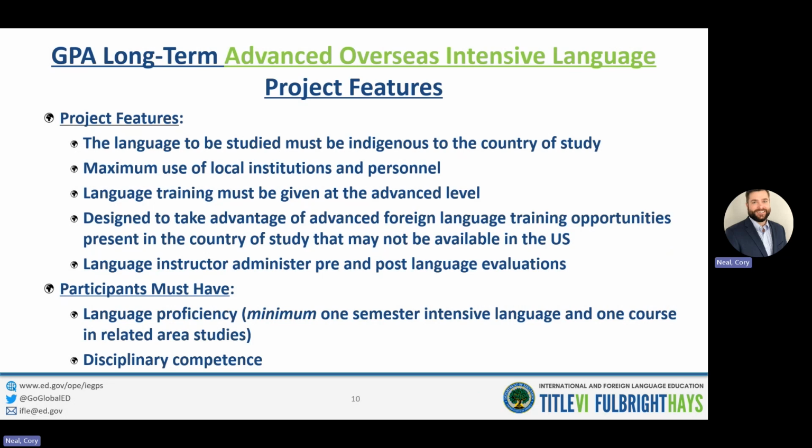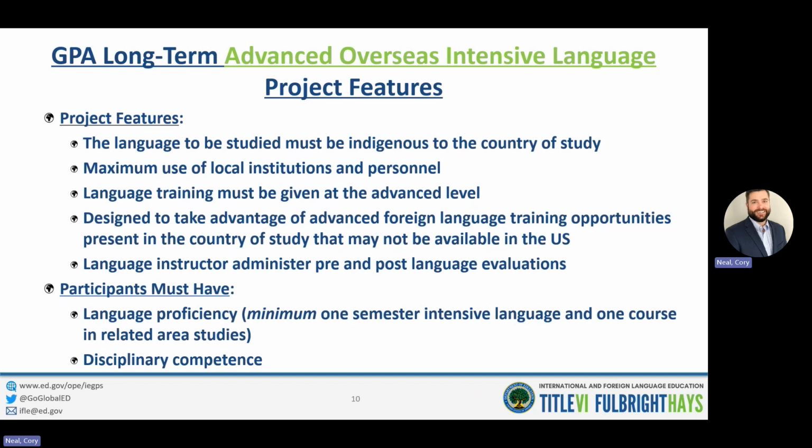Okay, project features for the Advanced Overseas Intensive Language Projects. The language to be studied must be indigenous to your host country. You must have maximum use of local institutions and host country personnel. The language training must be given at the advanced level. These projects should be designed to take advantage of advanced foreign language training opportunities present in the country of study that may not be available in the United States.